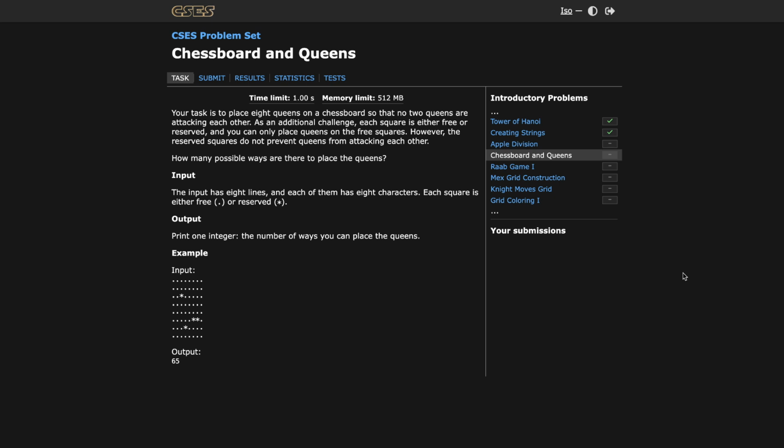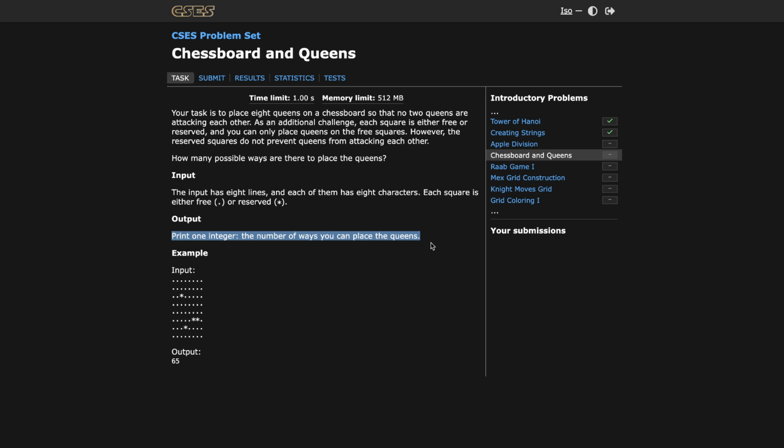Alright. The input has 8 lines, each of them with 8 characters. So this is just the input of the chessboard, and it tells us whether a square is free or reserved by the dot and the star. So we only have to print one integer, which is the number of ways we can place the queens.